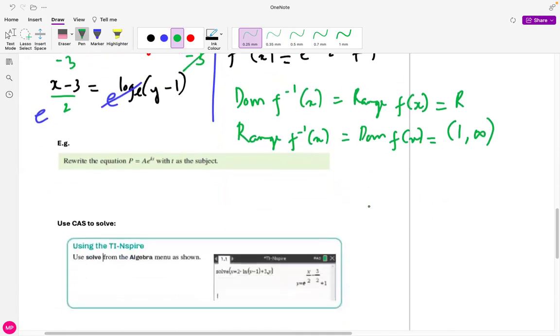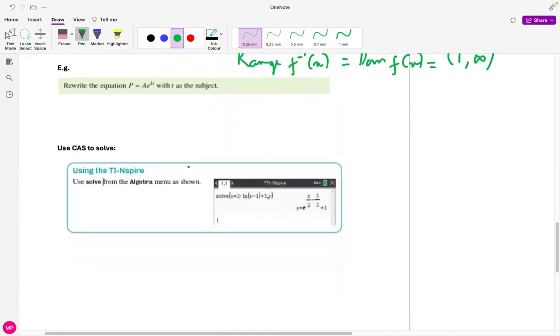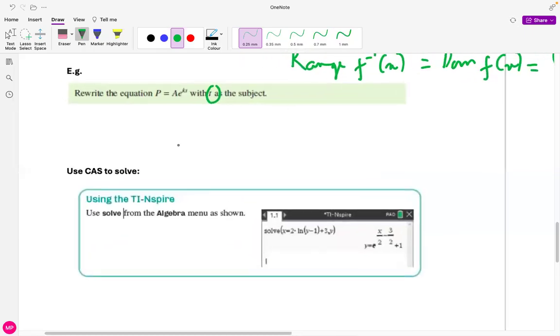Okay, here's a last example of how to rewrite. I have an equation here and they want me to solve for t. Let me make it bigger. So I'm going to write my equation: P equal A e to the power of kt. So I want to solve for t.